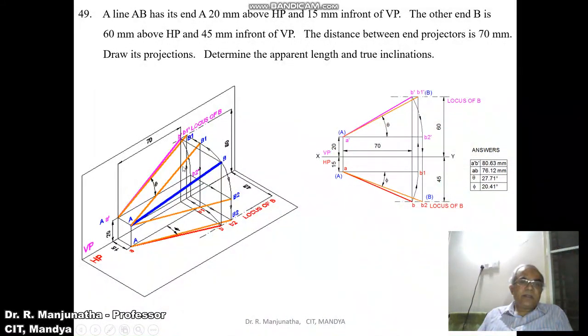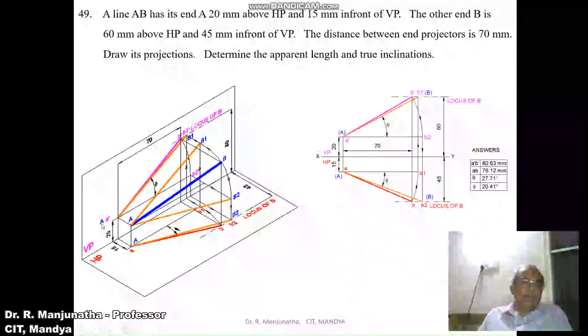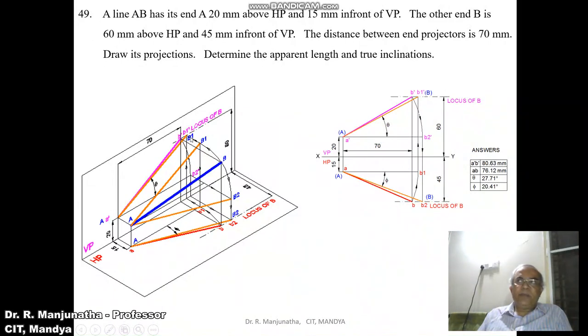AB1 is the line which is parallel to VP. So when it is parallel to VP, we are getting the true length in VP. So that is what you have, A and B1. So this is going to be B1 dash.